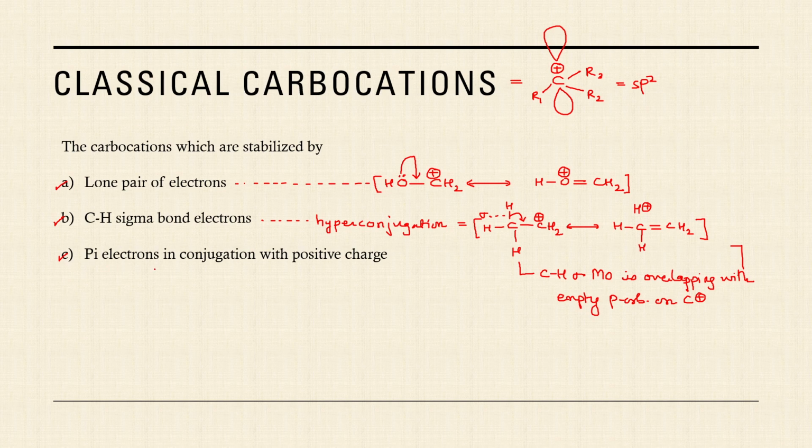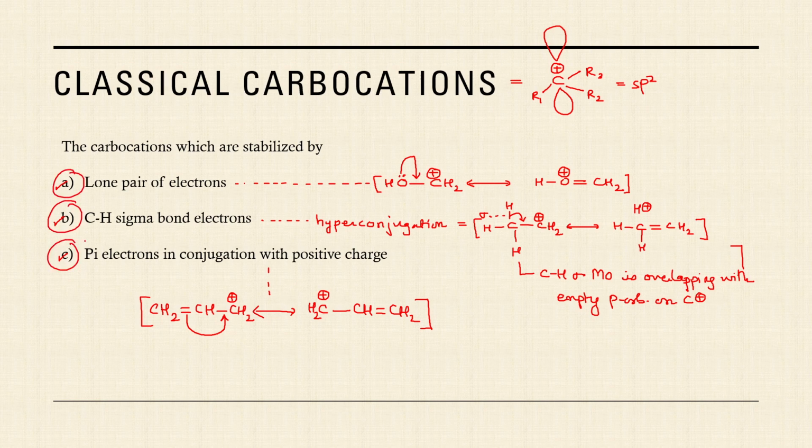Another example is when pi electrons are in conjugation. For example, if I take a allyl carbocation, so these pi electrons will move over here, which will cause the creation of a positive charge on the terminal carbon, and आपके पास ये आ जाएगा. So ये तीन एग्जाम्पल हम ना काफी कॉमनली ऑब्जर्व करते हैं.